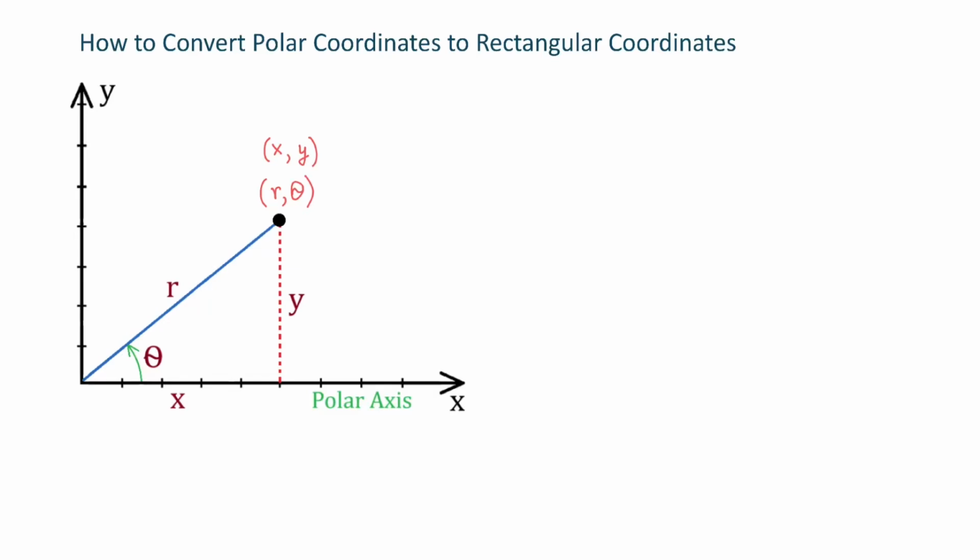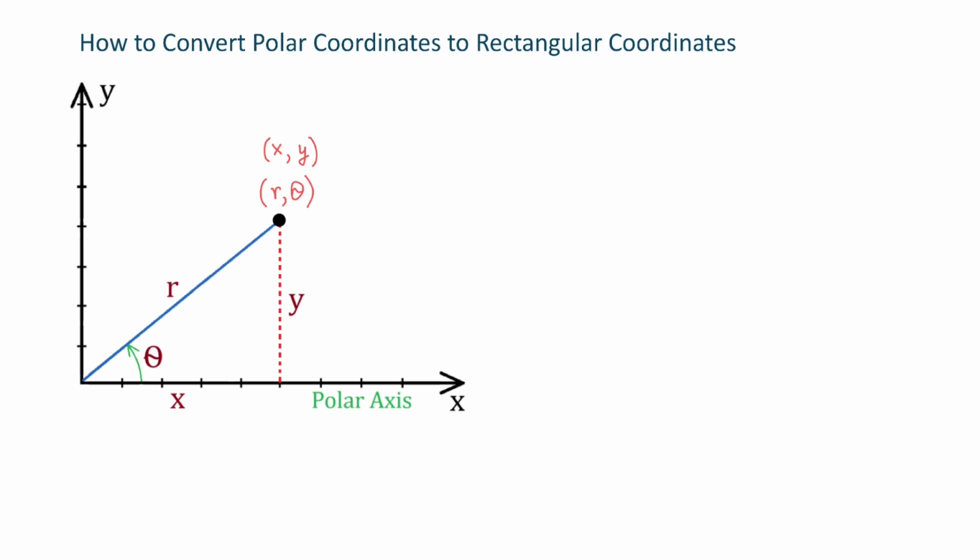Hello! In the polar coordinate system, each point is represented by two coordinates, r and theta. r represents the directed distance from the pole, and theta is the angle generated by a rotation from the polar axis. In the rectangular coordinate system, each point is also represented by two coordinates, and these are x and y.